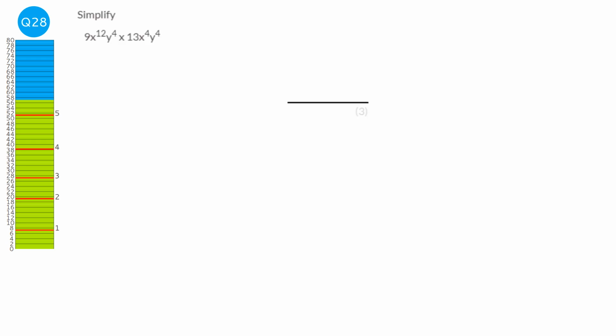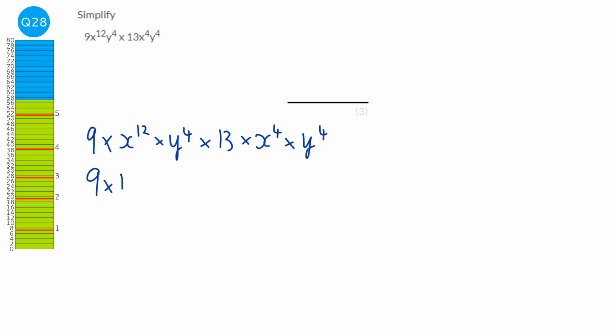There's a lot going on with this question, so what I'm going to do is put in all of the times signs that we don't normally show. So we've got 9 times x to the power of 12 times y to the power of 4 times 13 times x to the power of 4 times y to the power of 4. And I'm going to reorder these to put the numbers together, first of all. And with multiplying, it doesn't matter which way around you do it, so I'm not changing anything. I'm going to put the x's together. And I'm going to put the y's together.